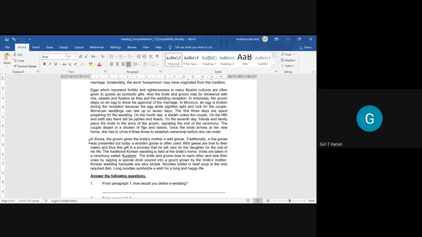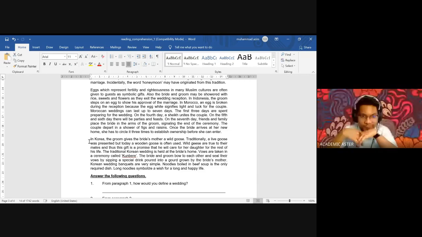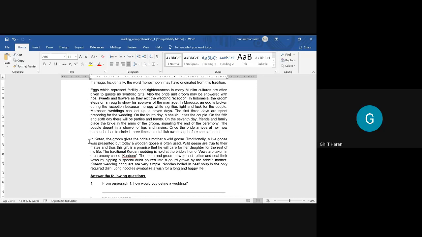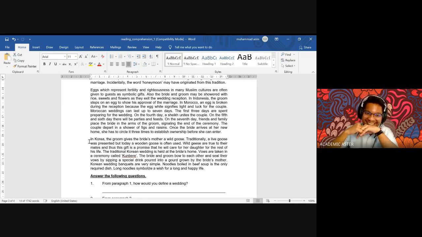The traditional Korean wedding is held at the bride's home. Vows are taken in a ceremony called kunbere. The bride and groom, you have to pronounce it as though you are Korean. Kunbere. Kunbere. All right.